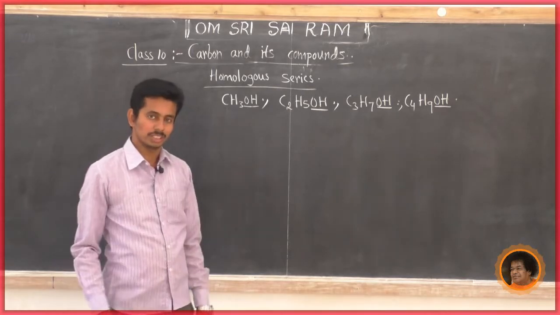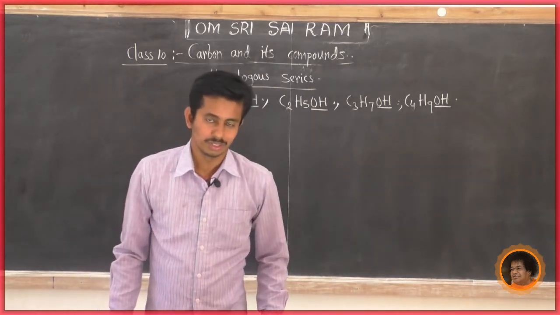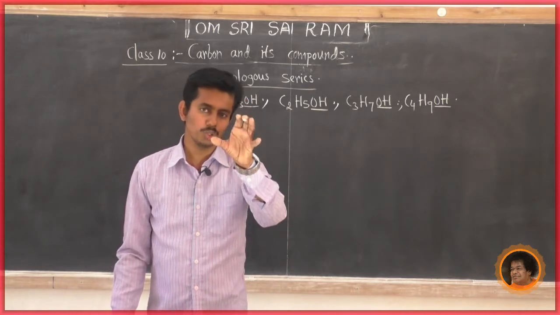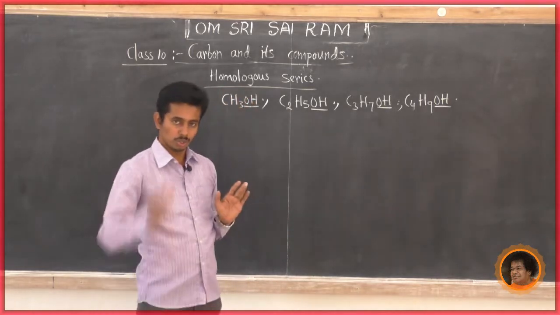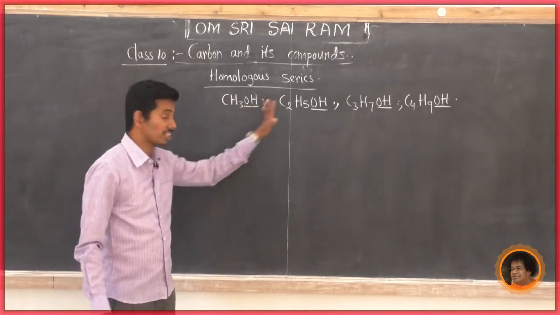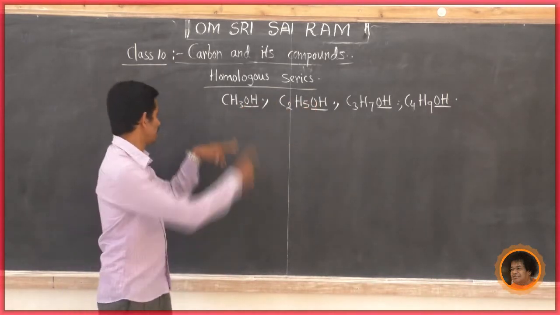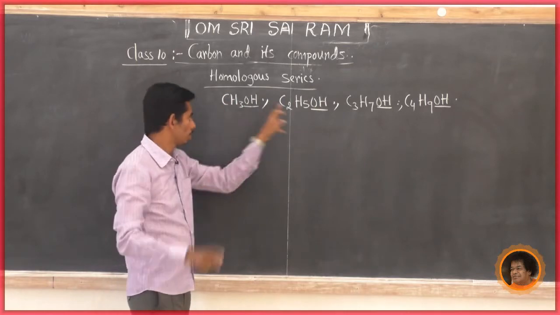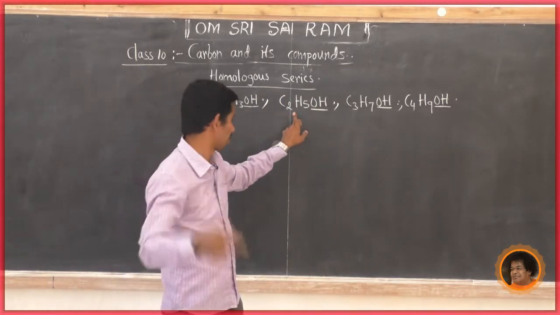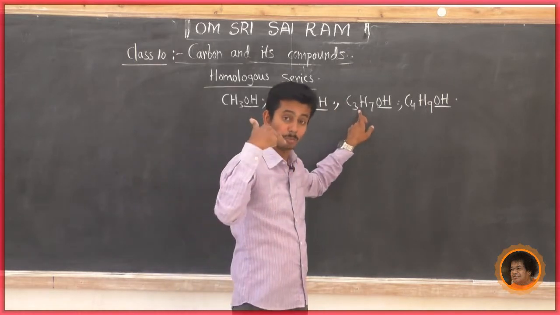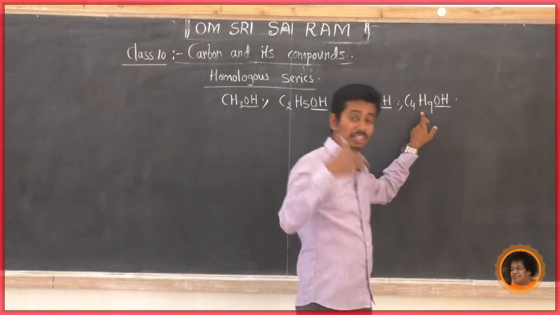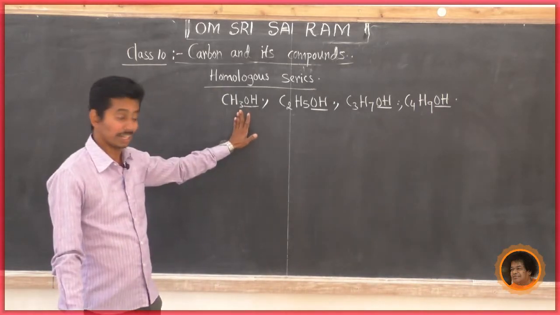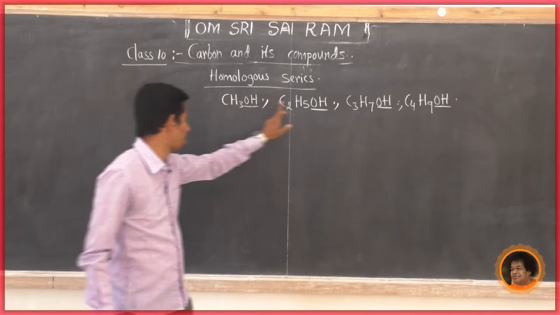OH means it is an alcohol. If any compound contains OH as a functional group, then it is called an alcohol. So it is an alcohol, but these are different alcohols. Why? Only 1 carbon, so it is methanol. 2 carbon, so it is ethanol. 3 carbon, so it is propanol. 4 carbon, so it is butanol. So their names are different, but these all are alcohols.